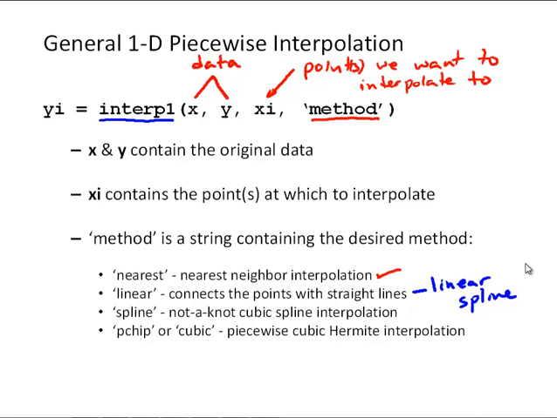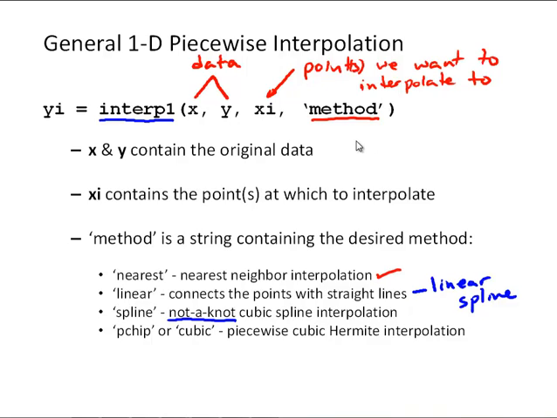The spline option is only for not-a-knot cubic spline interpolation. If you want to use clamped end conditions, you need to use the built-in spline function. But if you want not-a-knot end conditions, it's the exact same thing to use interp1 with the spline method as it is to use the spline function.